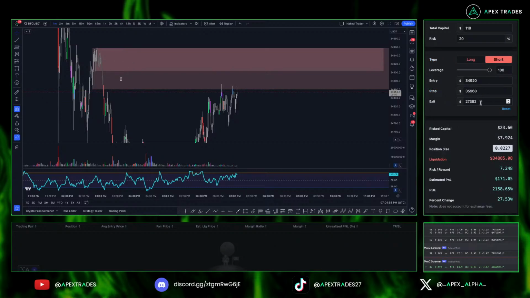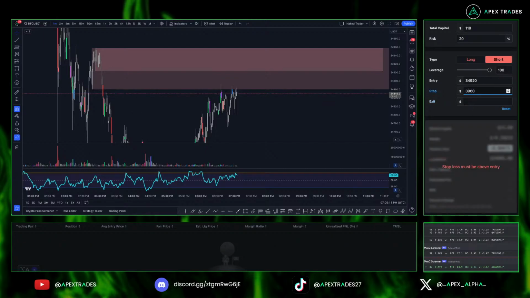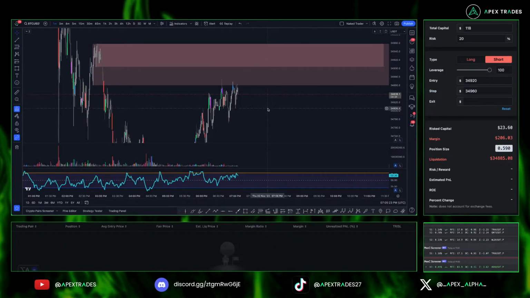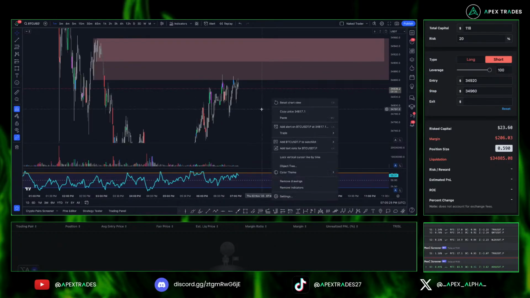So forget about the exit. We're looking at a position size of 0.0227, right? Oh, that's wrong completely. Looking at a position size of 0.59. That's what I'm interested in. 0.59. If Bitcoin comes up, I would like it to come up and test a bit more, but 0.95.